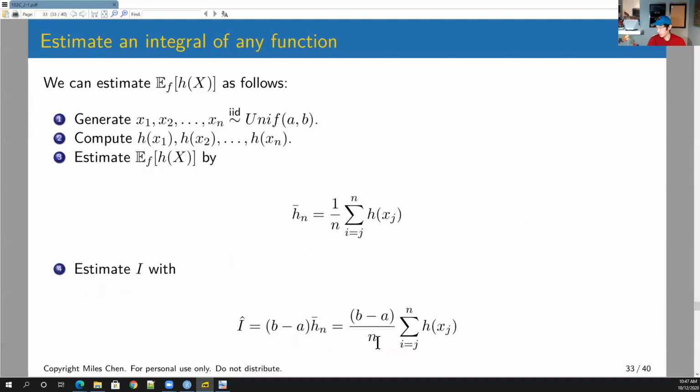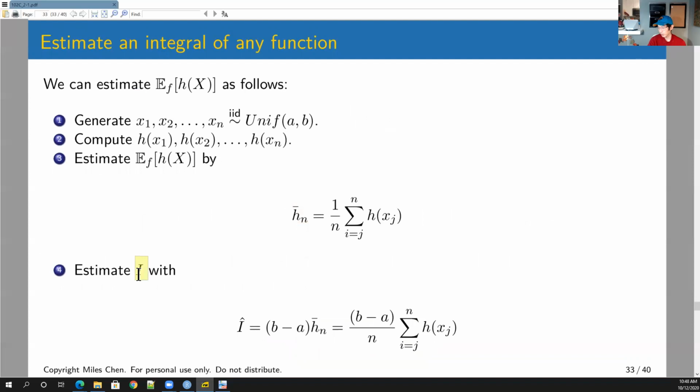So these are the steps. Generate values from the uniform distribution. You're going to compute this, estimate this value, and get h bar sub n. Then you're going to estimate the value of the integral. So integral hat, the estimate of that, is going to be equal to b minus a times the estimate here. And if you expand that in here, you're going to get this.